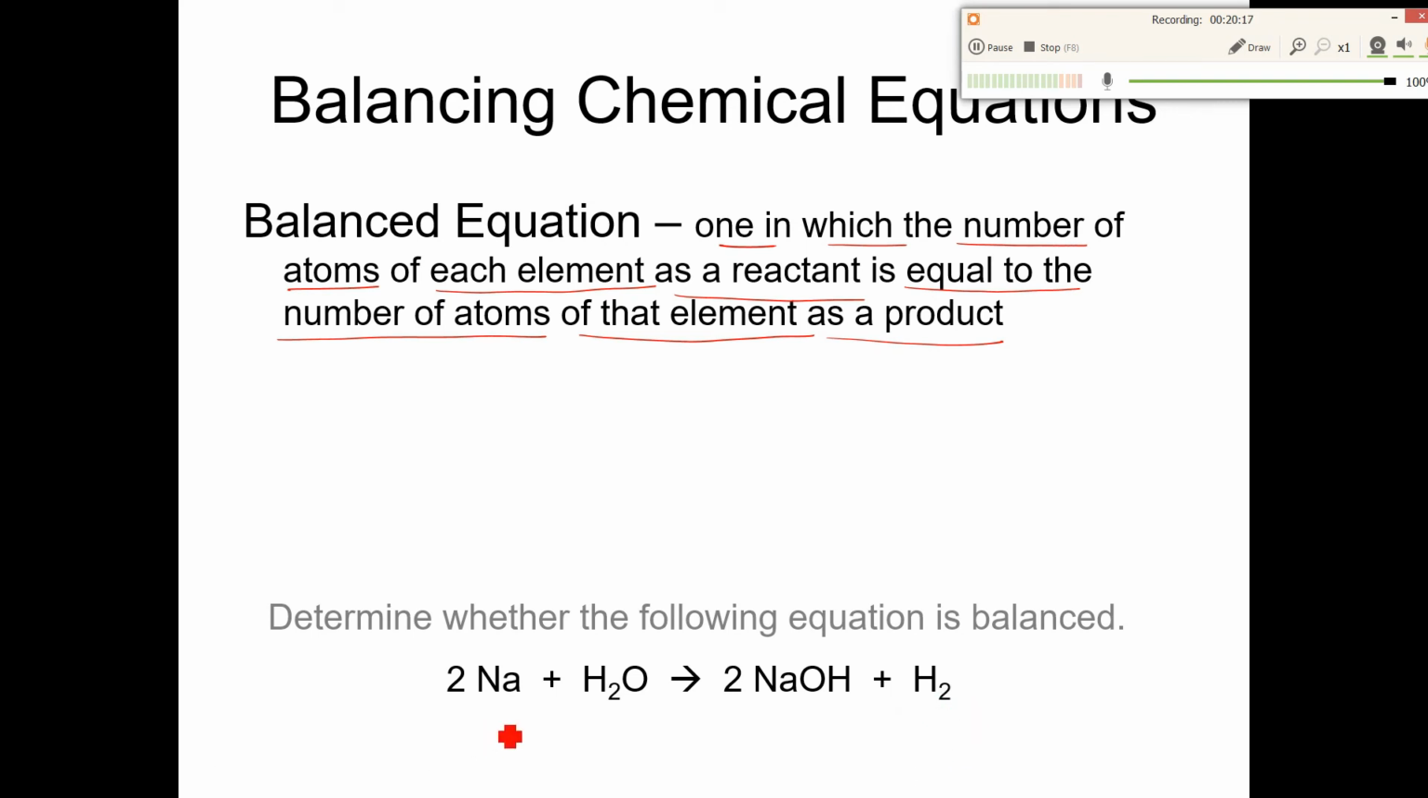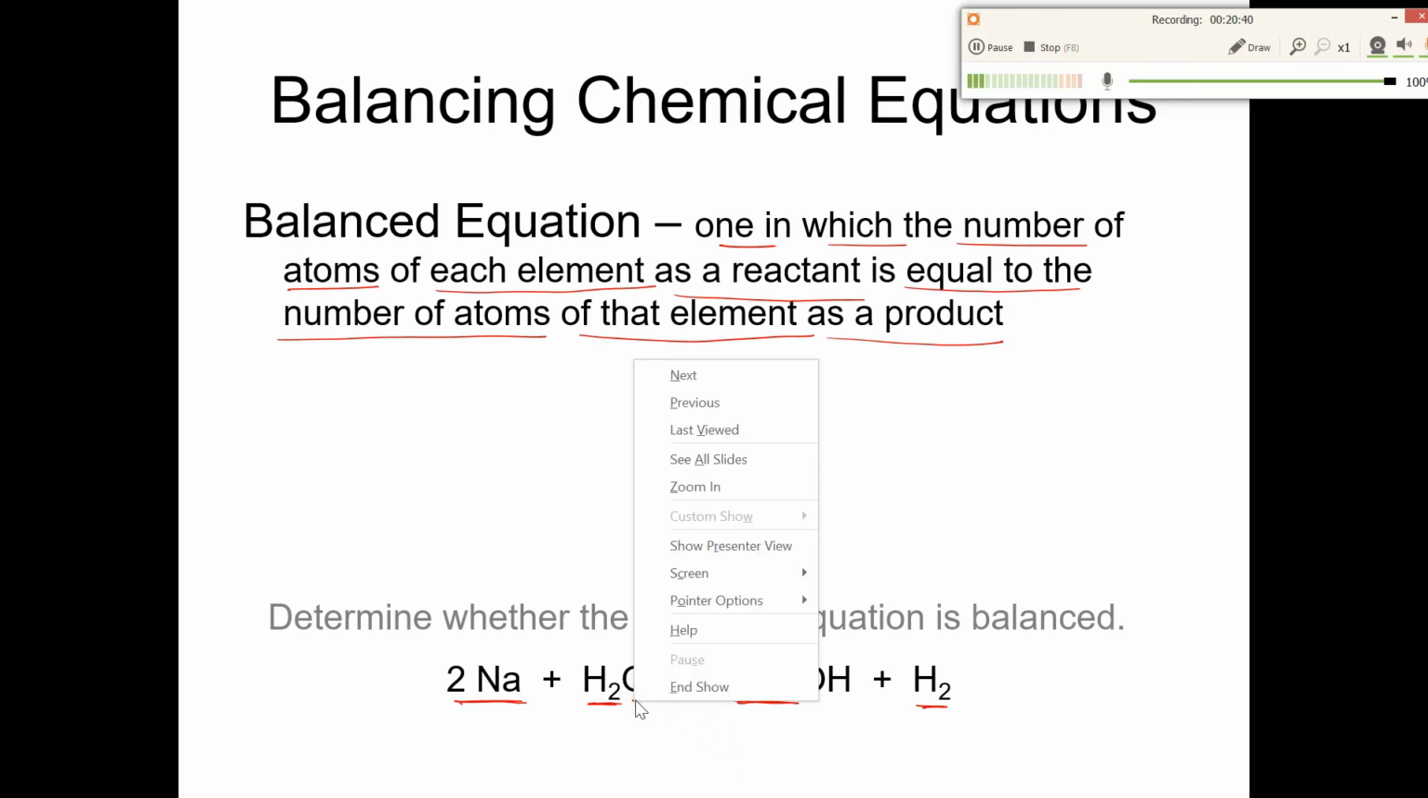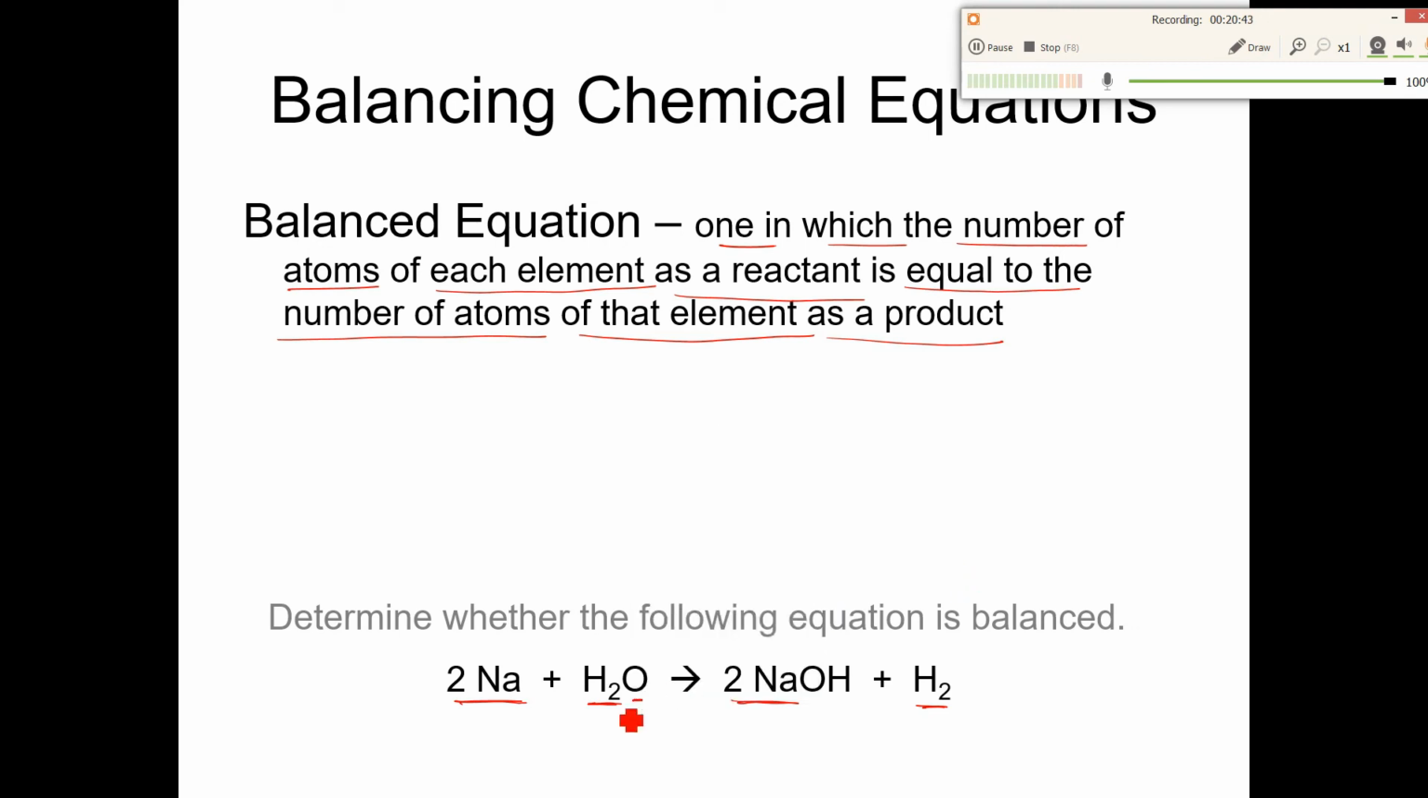In this chemical reaction, you will find that the number of sodium atoms on the reactant side is equal to that on the product side. The number of hydrogen atoms on the reactant side, are they equal on the product side? They are not equal. The number of oxygen atoms on the reactant side, are they equal to the product side? Again, they are not equal. So this is an unbalanced chemical equation.